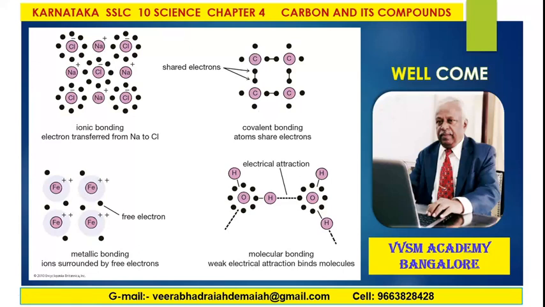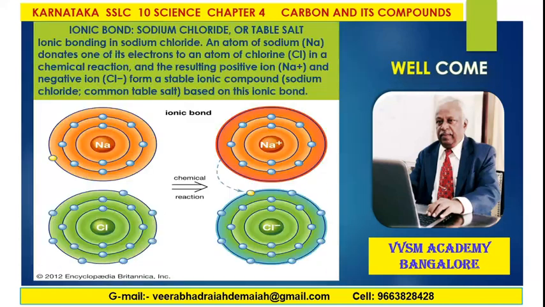Coming to this one, metallic bonding: ions are surrounded by free electrons. You see, for example, iron 2+. These are the free electrons, which are valence electrons surrounded by the metal ion. Then coming to the molecular bonding, weak electrical attraction binds molecules. In the case of the water molecule, there is what is called hydrogen bonding. This is a polar covalent bond actually. Anyway, hydrogen bond is a weak bond. Hydrogen bond is a weak force of van der Waals forces.